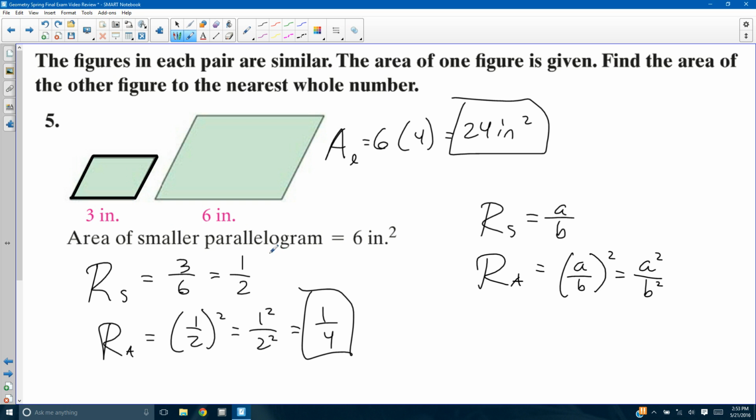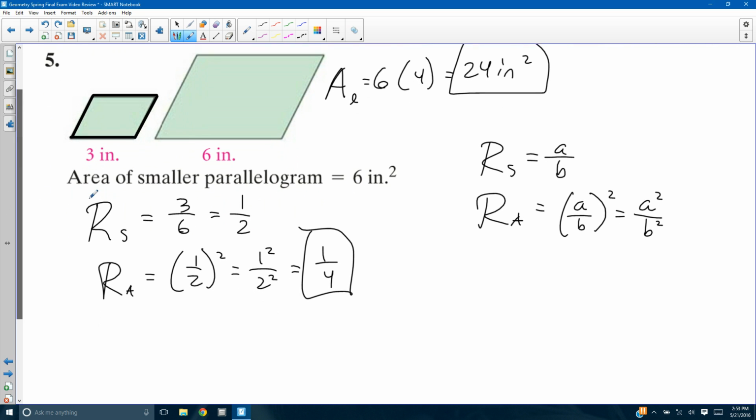So if the area ratio is 1 over 4, what you want to do is compare this ratio to these two areas here. Now you don't know this area here. You do know the area of the smaller parallelogram is 6. So I took the ratio of areas from small parallelogram to large parallelogram. Oh, they do tell you it's a parallelogram.